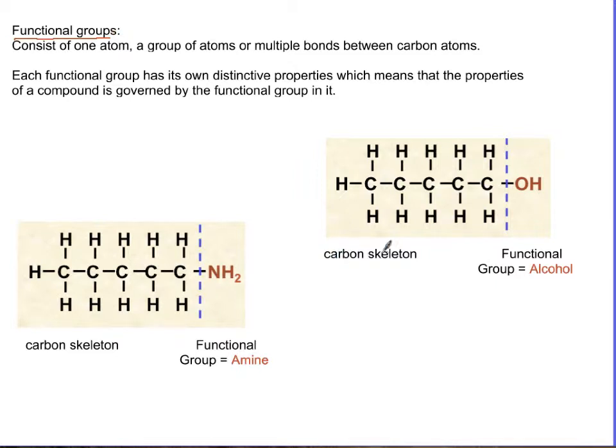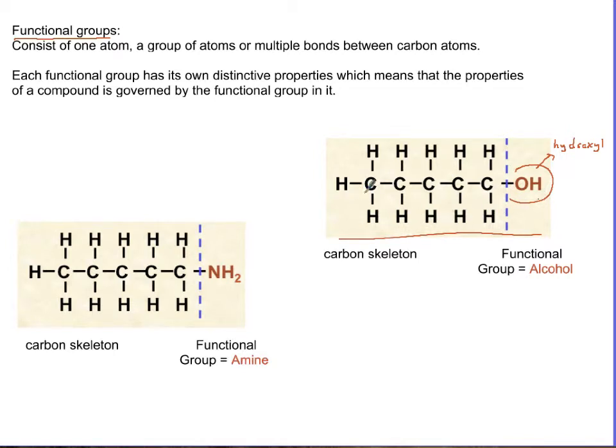If you look at this example here, this is an example of an alcohol. So you have a carbon skeleton, and then you have the functional group, which is a hydroxyl. So OH represents alcohols, and it's a hydroxyl group, which is oxygen and hydrogen, different from hydroxide, which were your bases. So this is a hydroxyl, this is an alcohol, its functional group, and this is the carbon skeleton.